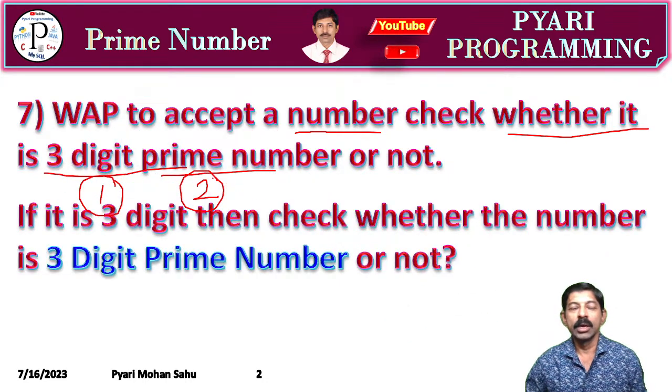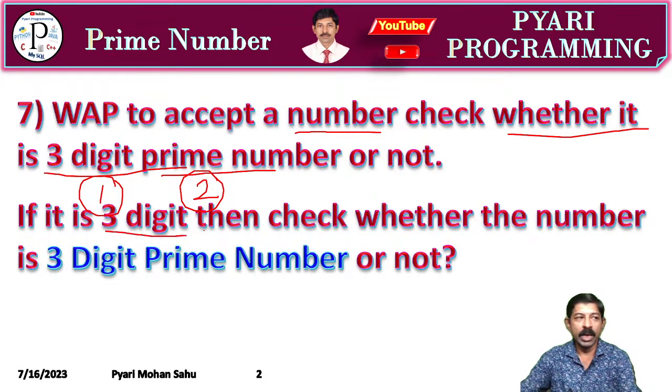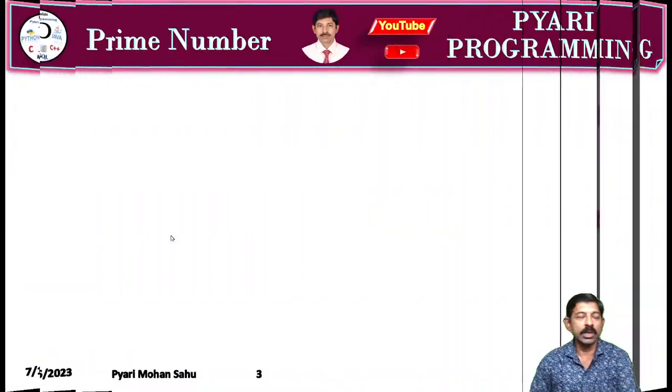So let's check a three-digit prime number. If it is a three-digit prime number, then check whether the number is a three-digit prime number or not. That means the first job is to check three-digit or not. So let's see some example.